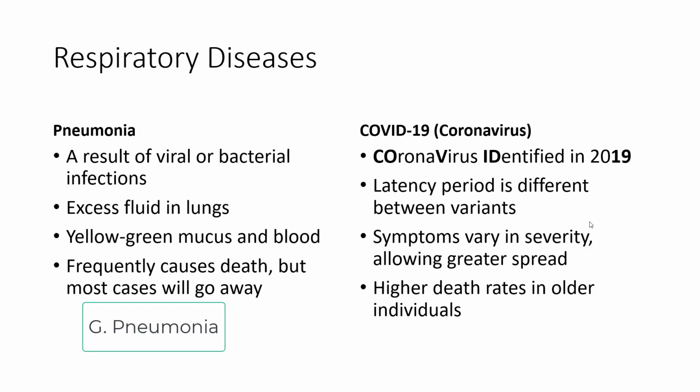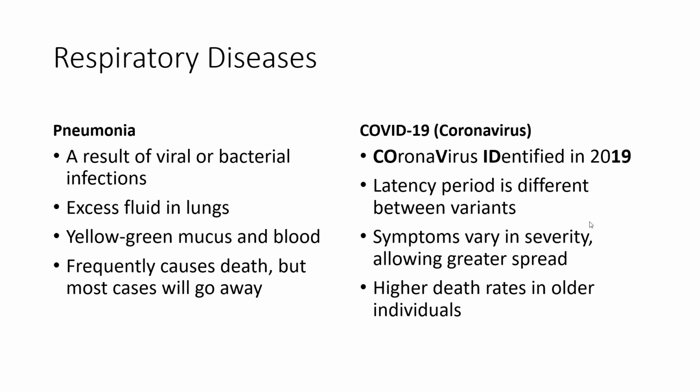Pneumonia is one of those complications. It's a result of viral or bacterial infections leading to excess fluid in the lungs. It can be diagnosed by yellow-green mucus and blood in the mucus. Frequently does cause death. Most cases will go away, but this is actually a very common cause of death.